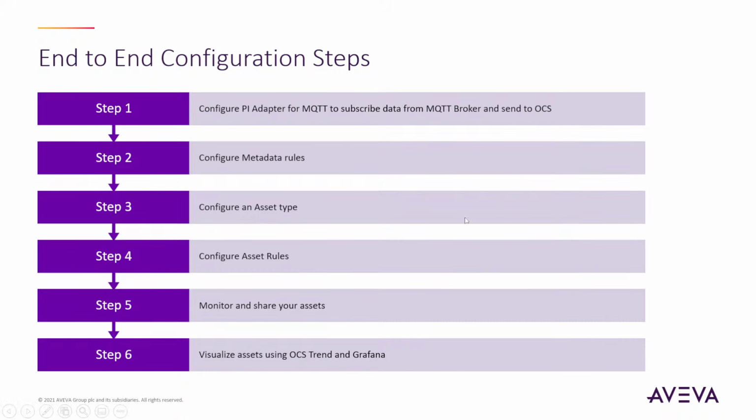As a first step, we're going to see how we can configure the PI Adapter for MQTT to subscribe data from an MQTT broker and send that data into OCS. In step 2, we will see how those streams are created in OCS. I will configure the metadata rules, which is all about adding metadata to those specific collected streams.